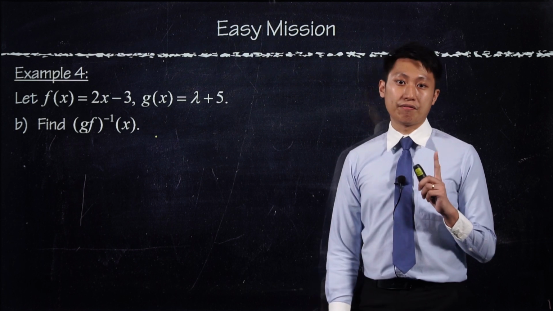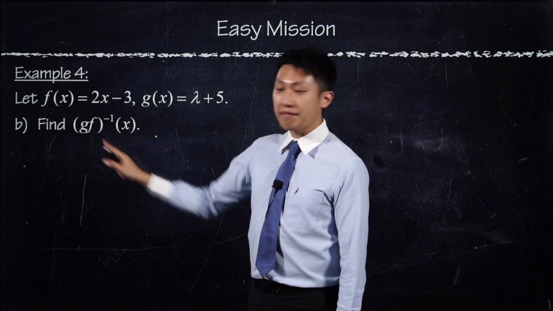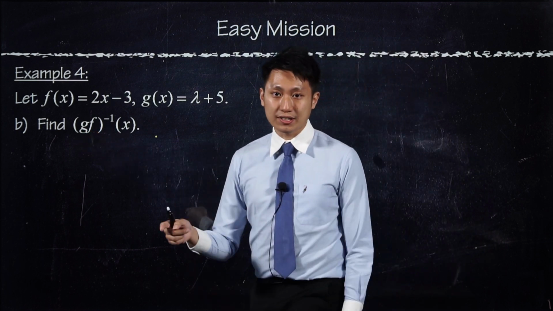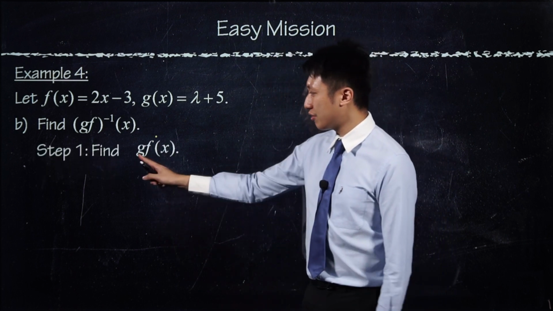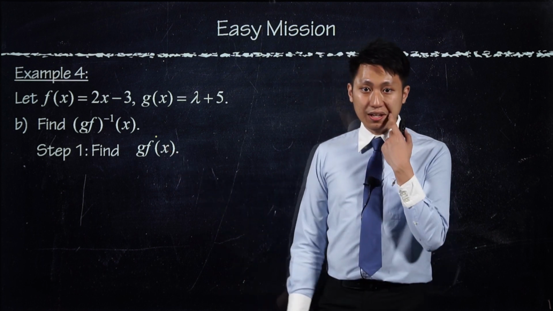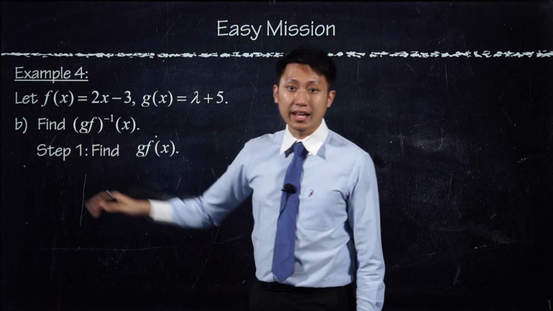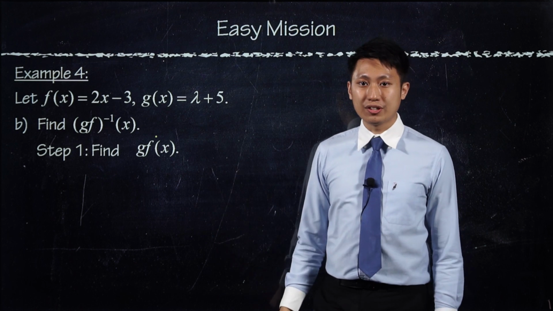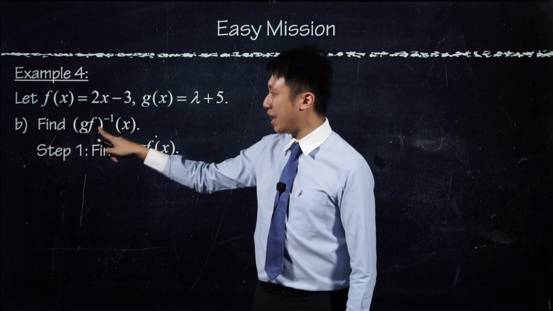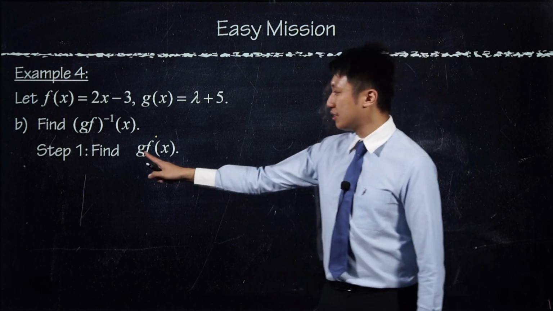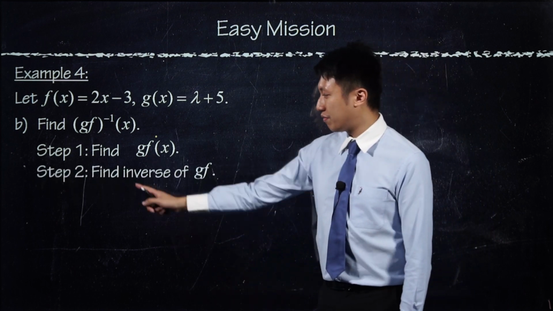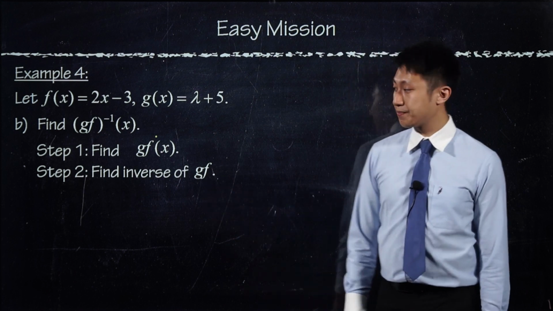Okay, this is slightly more difficult, so don't get confused. This is gf first, then the whole thing as a function, you take the inverse. Okay, this one, first step, you find gf(x) first, because you can treat this whole thing as h. h is equal to gf. You want to find what? (gf) inverse means h inverse. Okay, that's simple. So find gf(x) first, then step 2, find the inverse of gf.